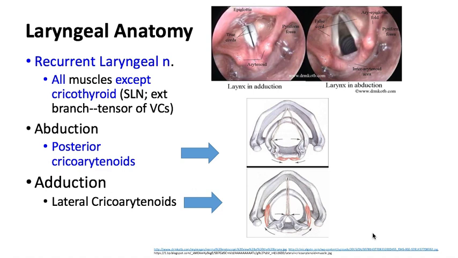Adduction, or closing of the vocal cords, is the lateral cricoarytenoid. And in the picture at the bottom right, you can see when that muscle contracts, it pivots the little cartilage and closes the vocal cords.